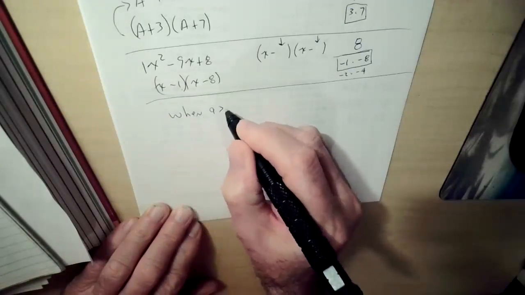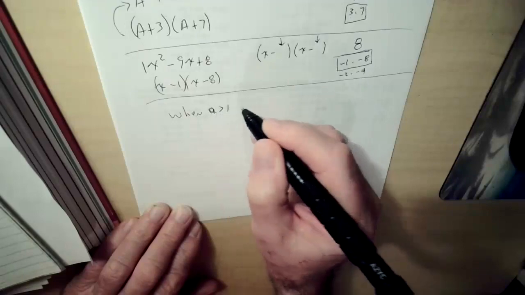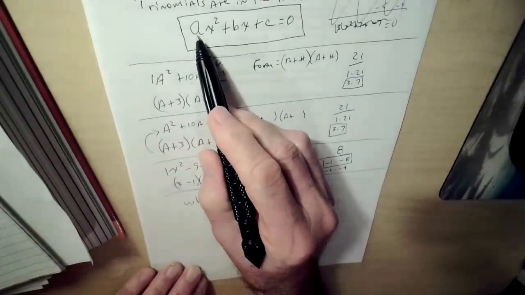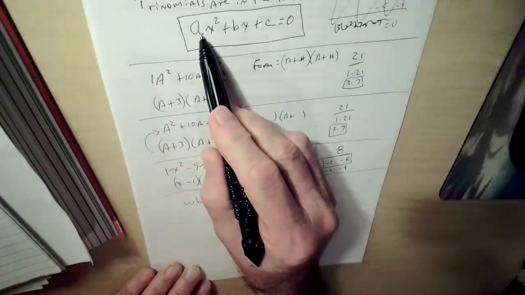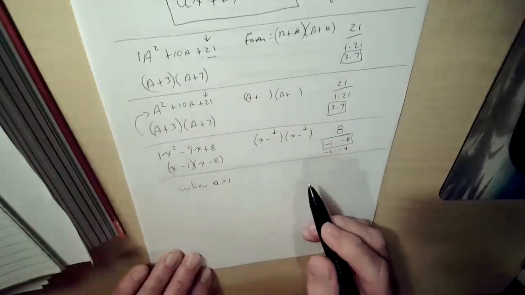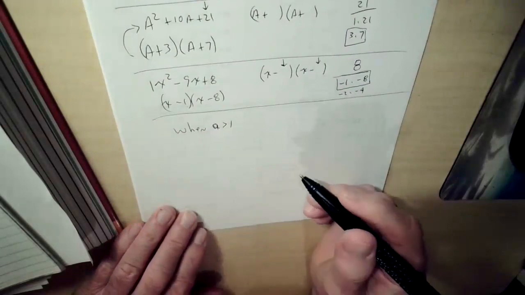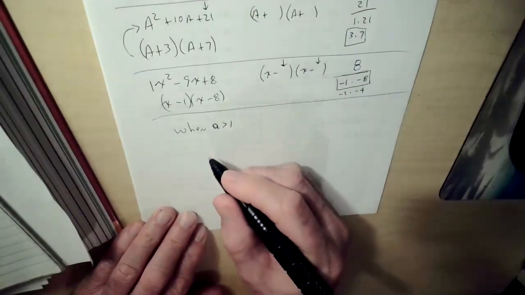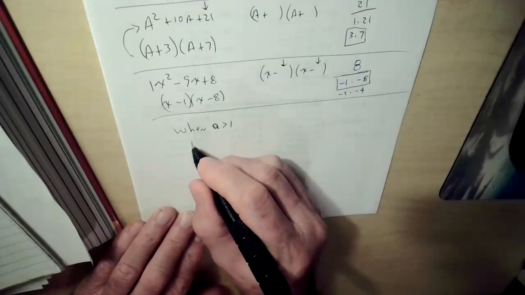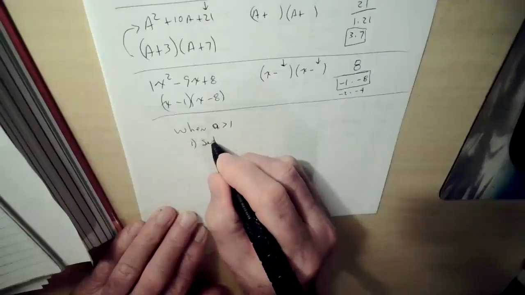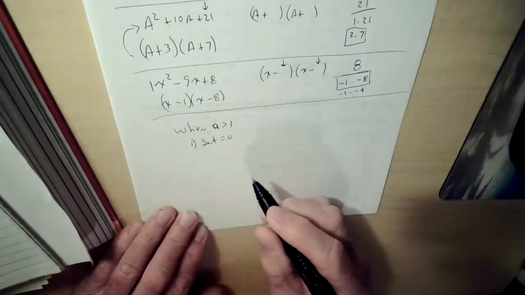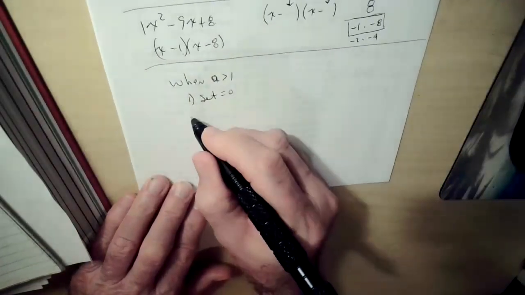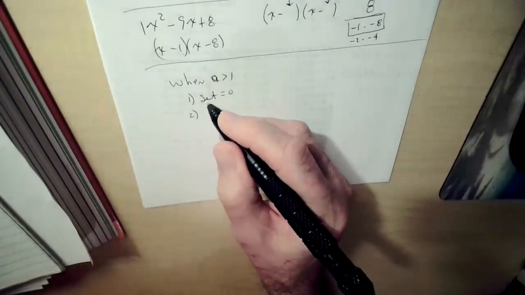When A is greater than 1, remember, the number in front of the quadratic term is A, this is the procedure that you use. First of all, you set it equal to 0. I sent you a sheet on this, so you don't necessarily have to write this down unless you want to.